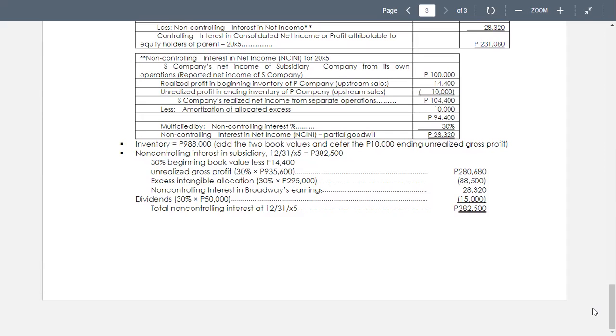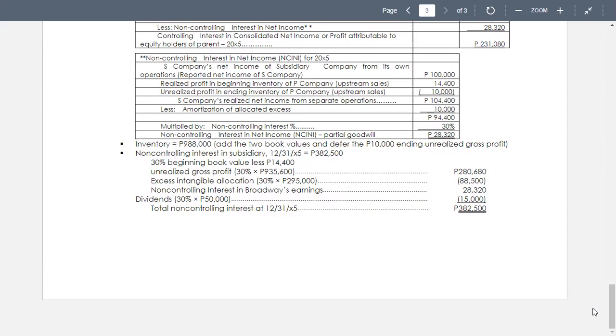262,000 being the total income of P&S, we are going to deduct the non-controlling interest in net income. The non-controlling interest in net income is 13,000. Non-controlling interest in net income equal to 8,700. And we also deduct amortization of allocated excess.